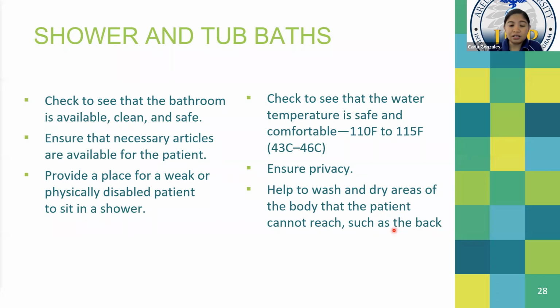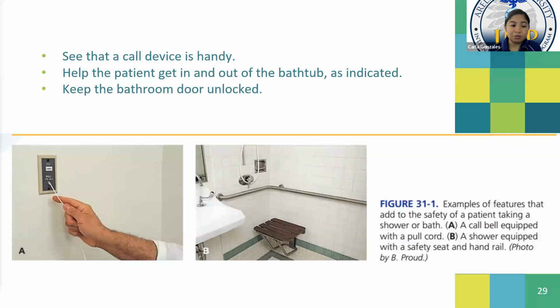If there's a need to help wash other areas of the body, then you ask the patient's permission, or if they would need help. You have a call device, and if you are using a bathtub, you help the patient get in and out to prevent slipping. Then keep the bathroom door unlocked.